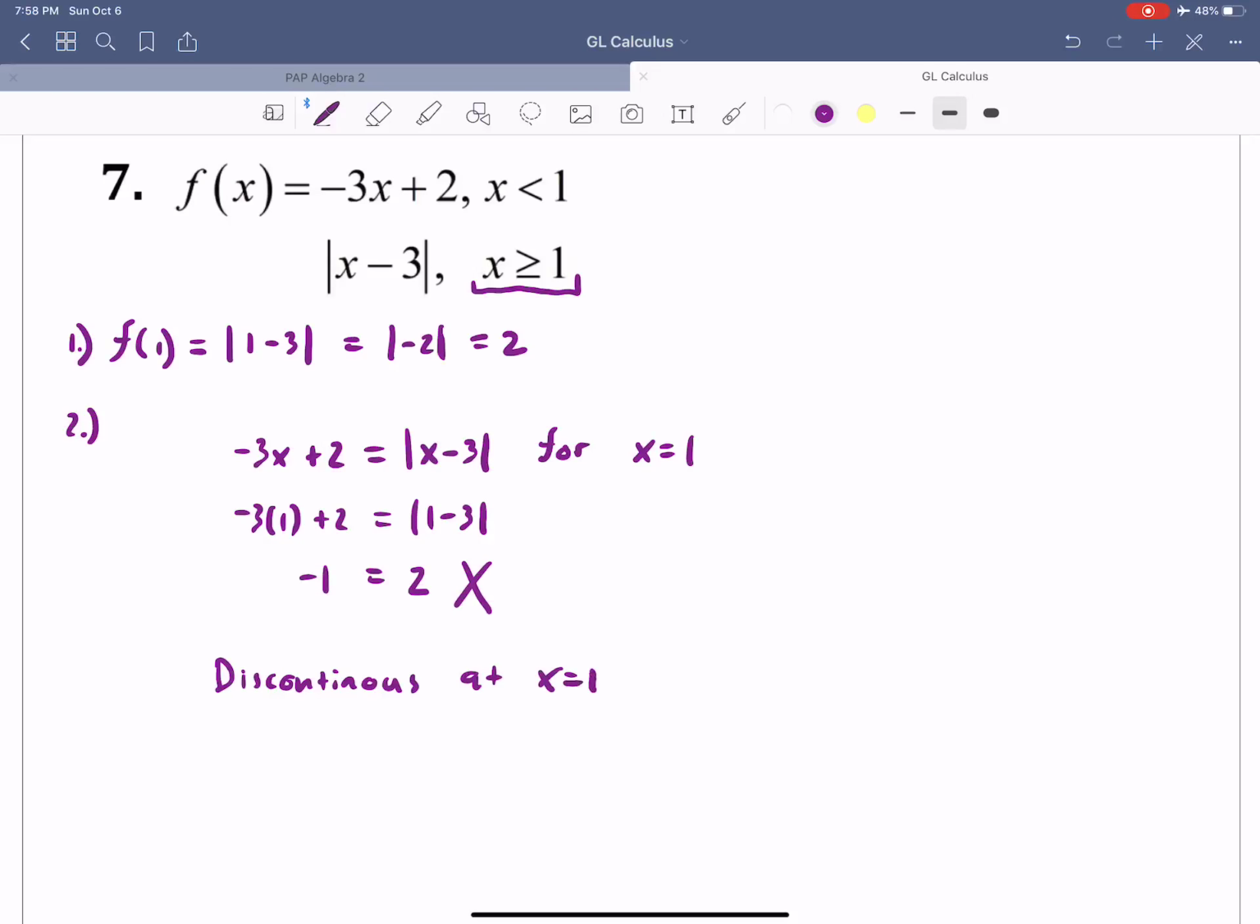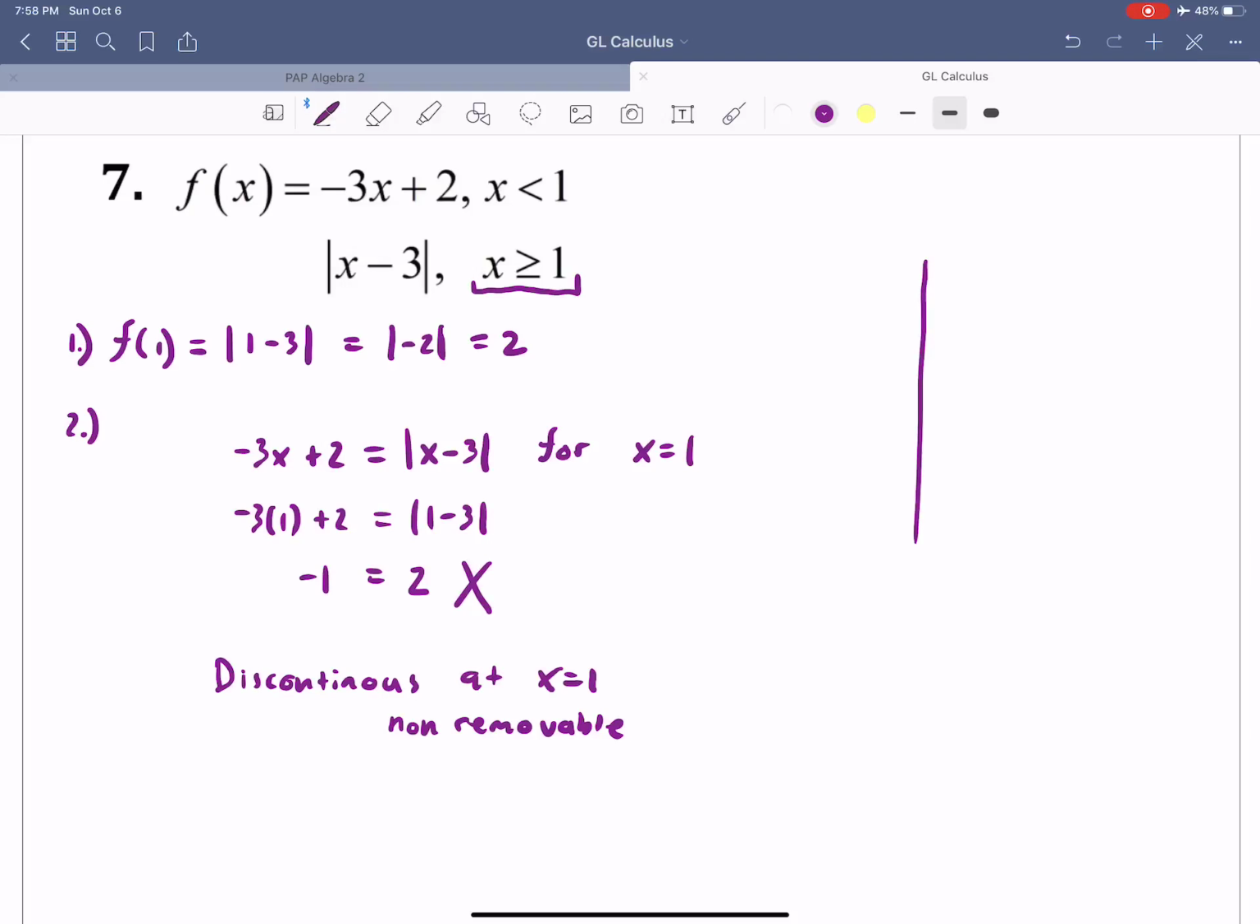At x equals 1. And because those limits are not equal, we would say that it's non-removable. It's not just a hole in the graph. The limits don't equal the same thing, so therefore it's a jump on the graph, okay?